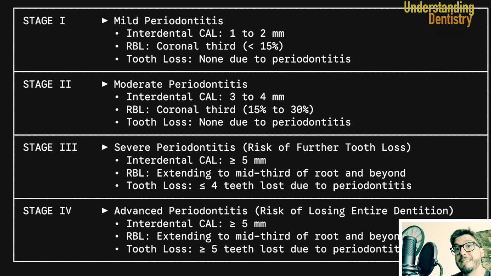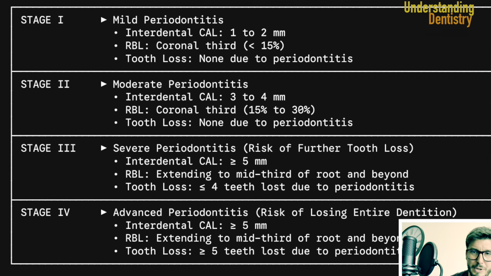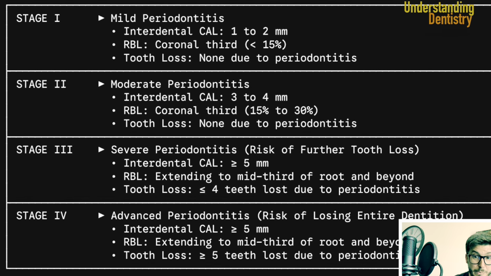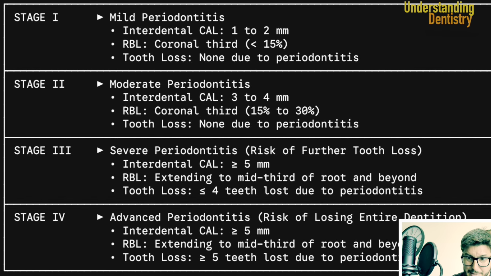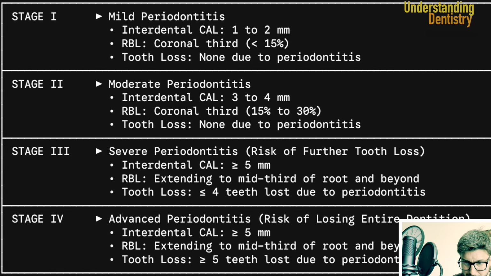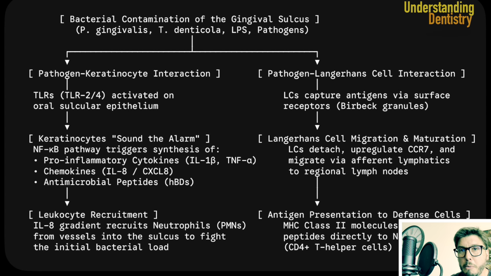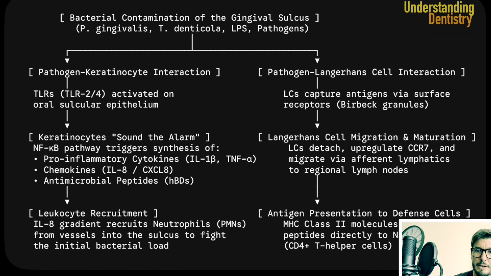And then we have the staging. So again, pause the video if you want to review this, to study. Mild periodontitis, moderate periodontitis, severe periodontitis, and then advanced periodontitis. How many teeth the patient lost due to periodontitis? So this is also part of the classification here.